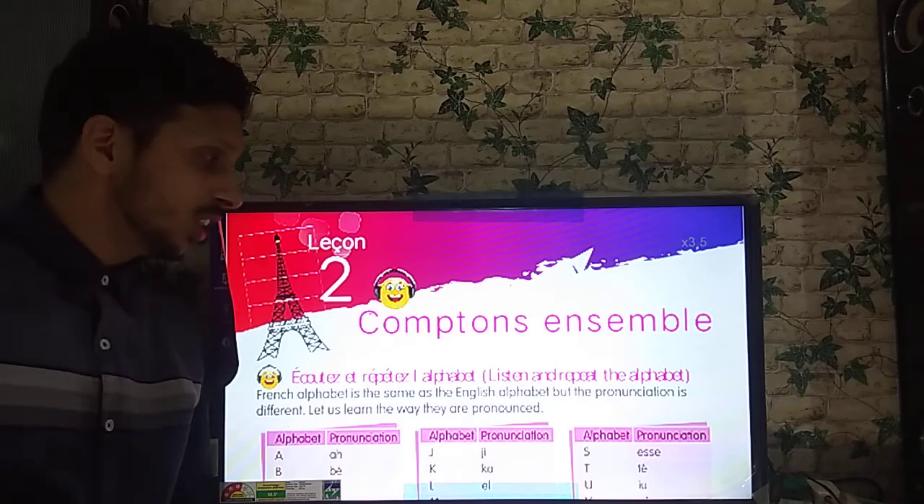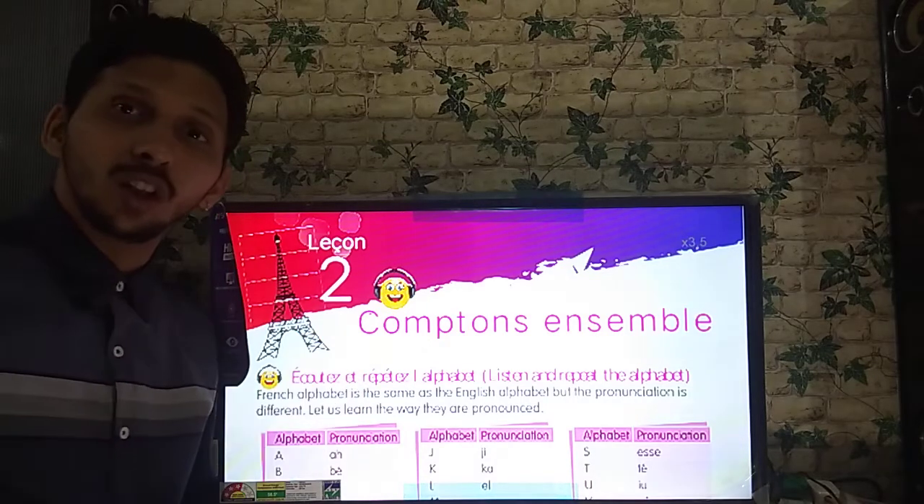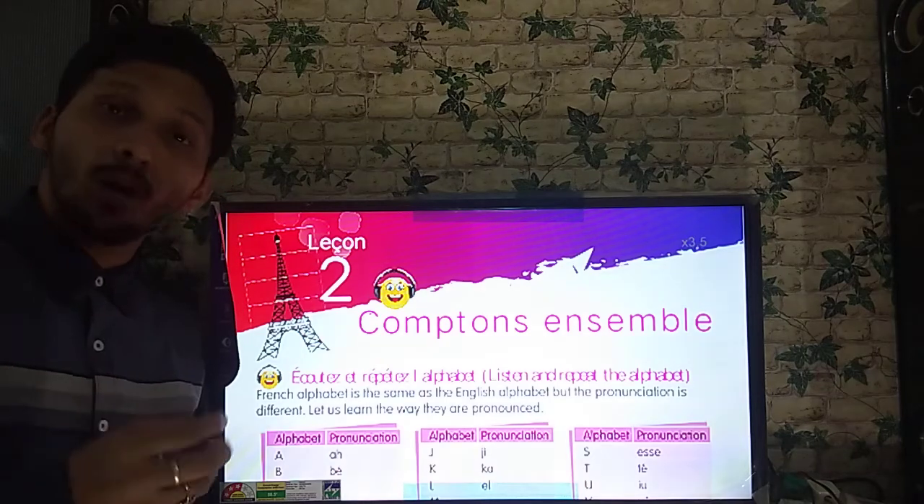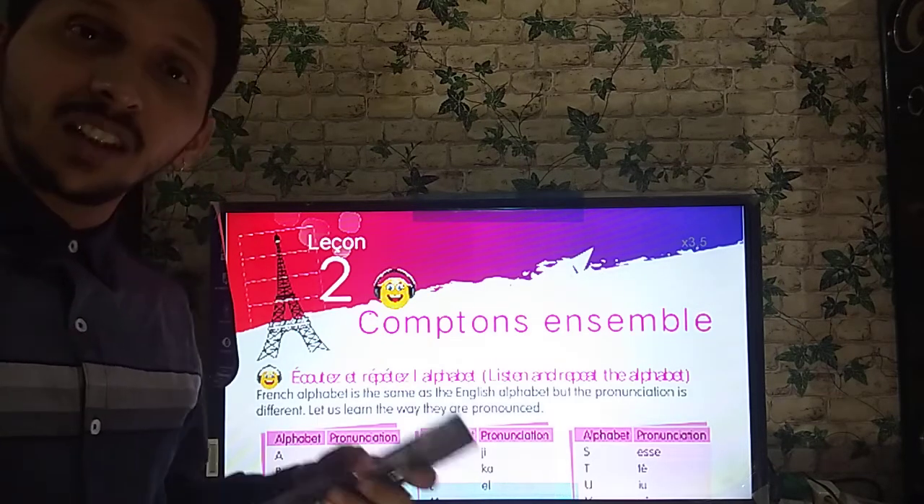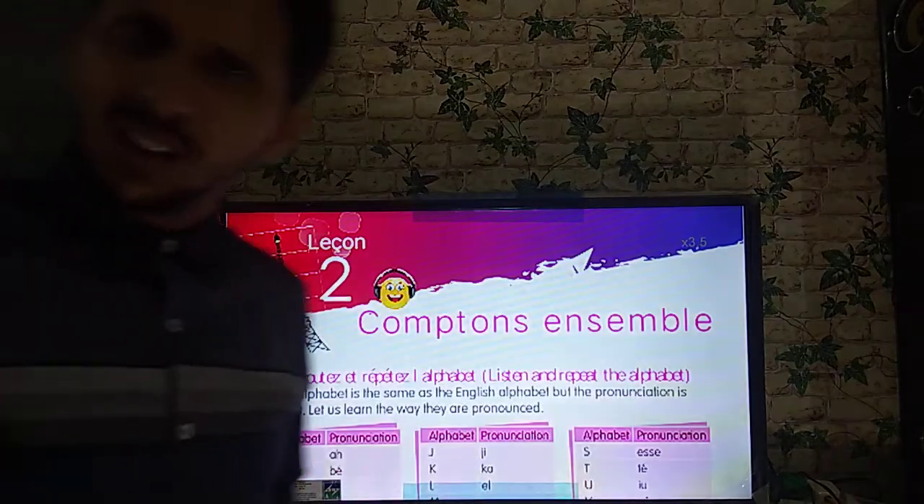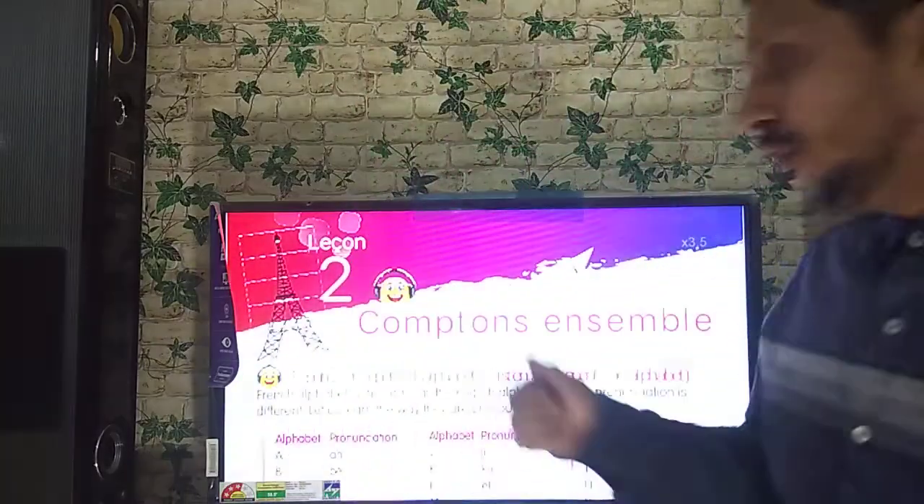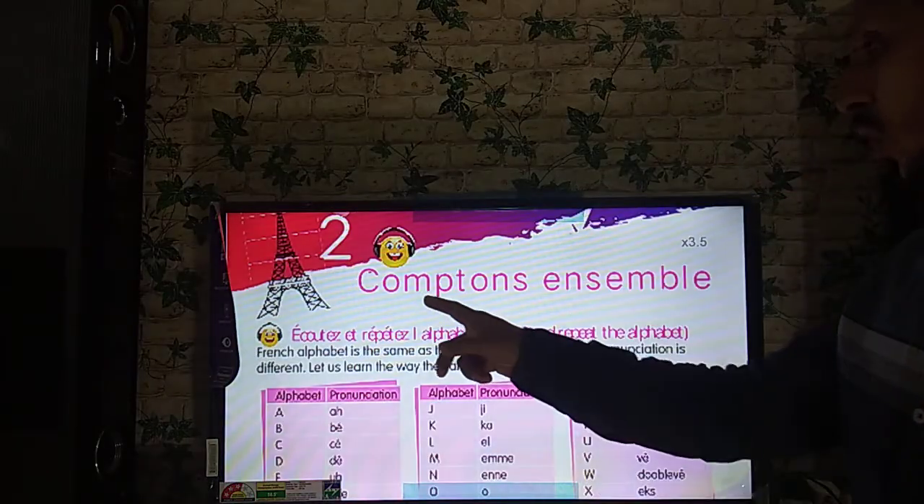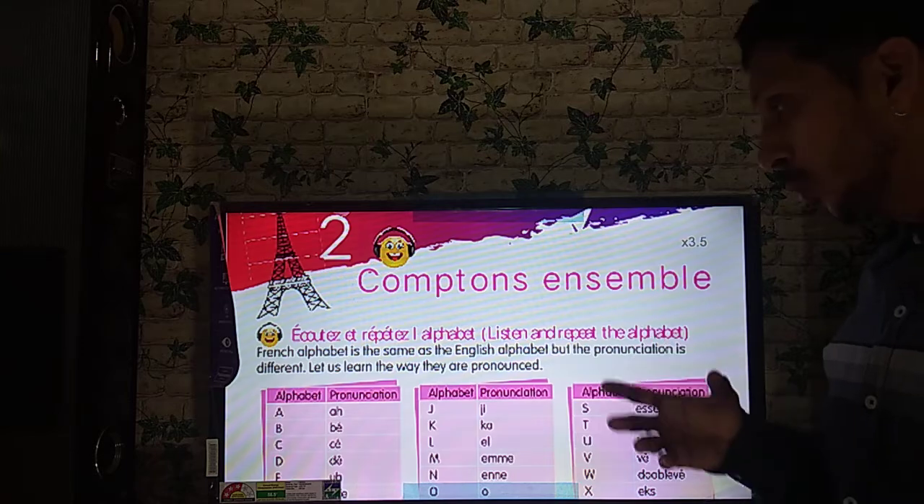The name of the chapter is Comptons Ensemble. Comptons Ensemble simply means let us count together. Why is it saying let us count together? Because we're going to have counting as well in this particular chapter. Moving forward, if I scroll down and show you Comptons Ensemble, that's how you pronounce it, okay?